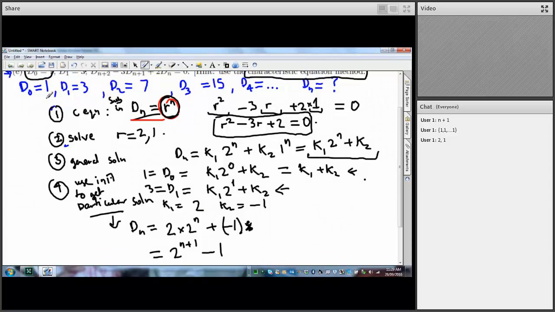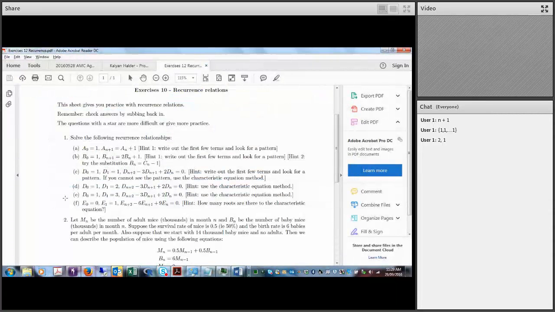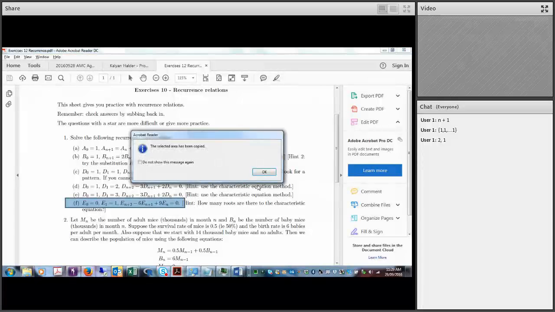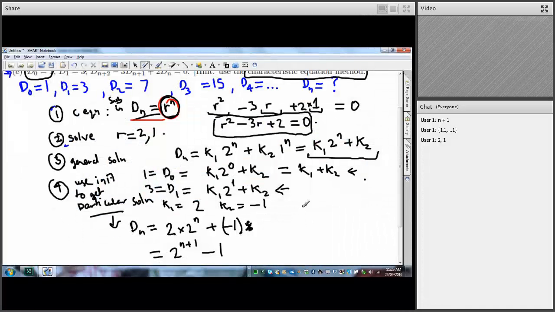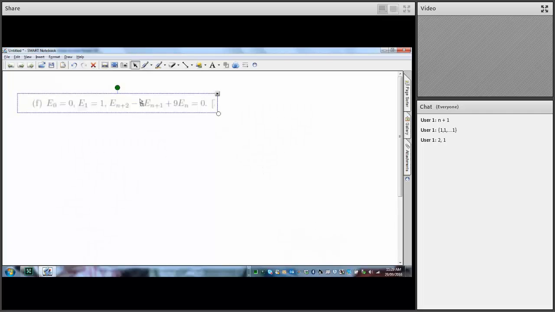I'm trying to do the bigger picture here. So now you know what those values are, we can now find the actual solution. This is the particular solution we're actually looking for. D_n is equal to K1, which is 2, times 2 to the n, plus our next value, minus 1, times 1 to the n, or just 1 really. That's correct, but you can write that as 2 to the n plus 1, minus 1 if you wanted to.